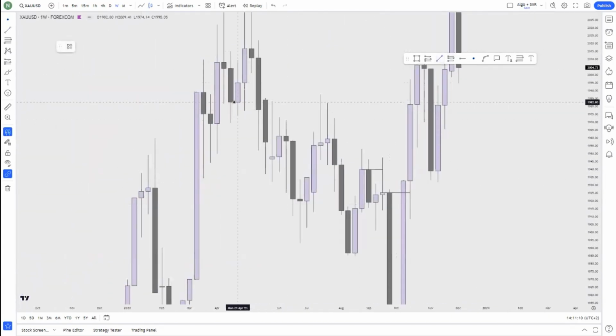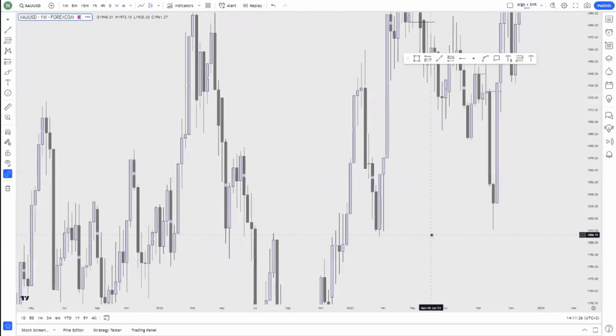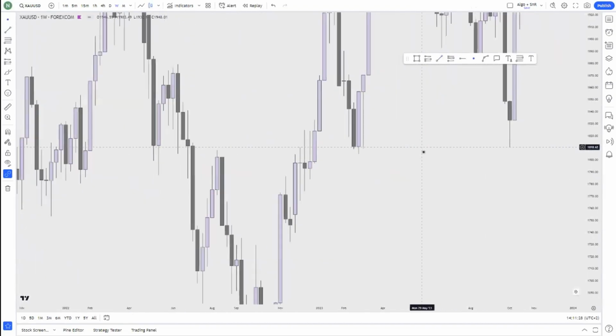Then again right here. So let's just say that there was no reaction right here and so forth. The market just closes below this support right here without giving us a reaction. Then you see that here this support becomes a resistance to the downside. So it's very clear.